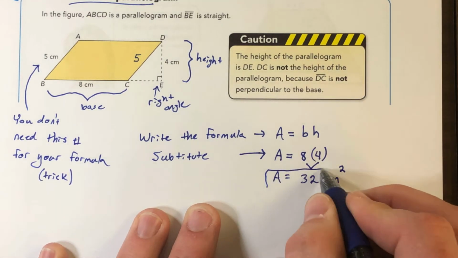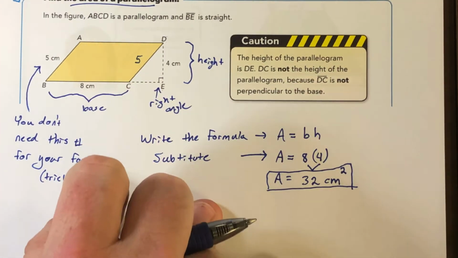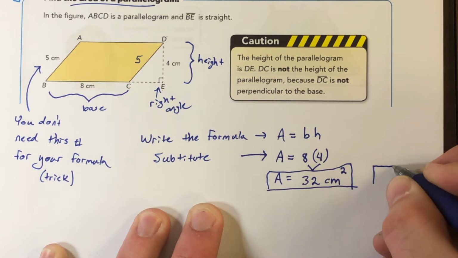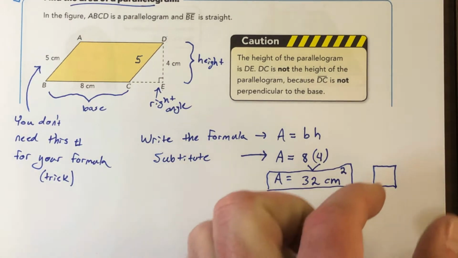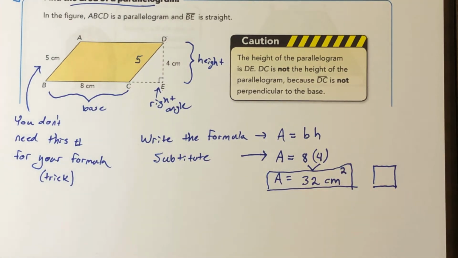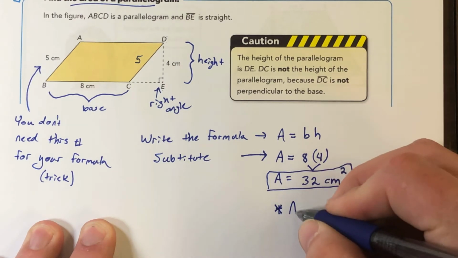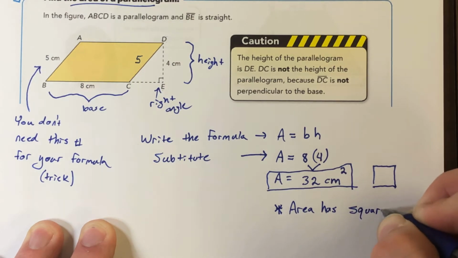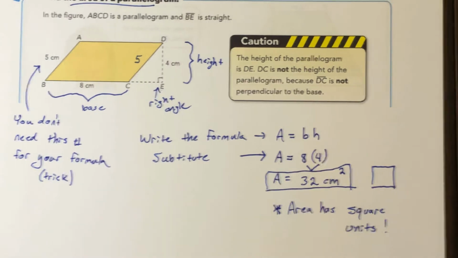What does this mean? This means that this parallelogram could be covered in 32 centimeter sized squares. Not sure if that's an actual centimeter or not. I don't have a ruler, so can't measure it. Please don't forget that area has square units. Again, area is all about how many squares will cover a surface.